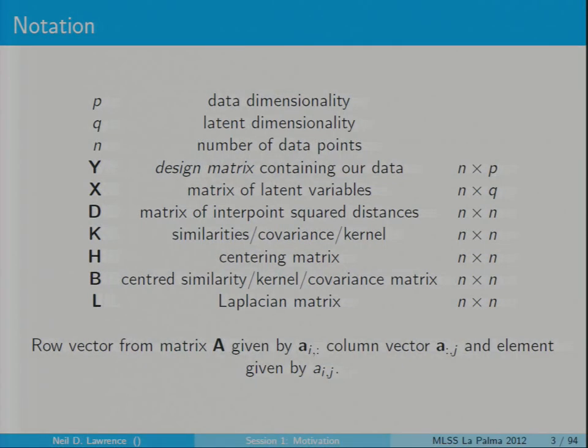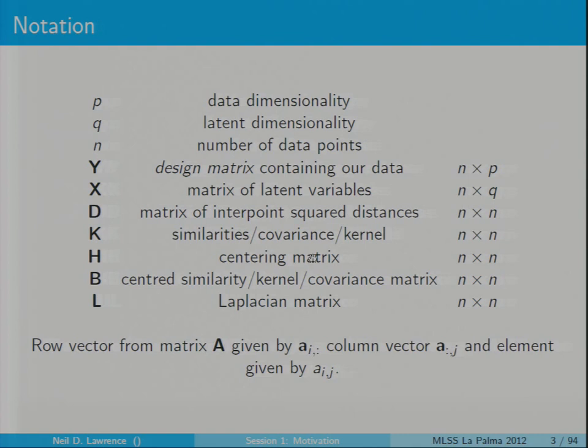Latent dimensionality, I'm going to use q. n will be the number of data points, and my data matrix will always be Y. So whenever you see Y, that's a design matrix containing data, so it's got n rows and p columns. That's the definition of a design matrix. Again, it's statistics inspired. And I'm going to use the reduced dimensional representation, which I call the latent variables, the low dimensional representation, will be X. These will come in later, they're more for future slides. So just a little bit of notation.